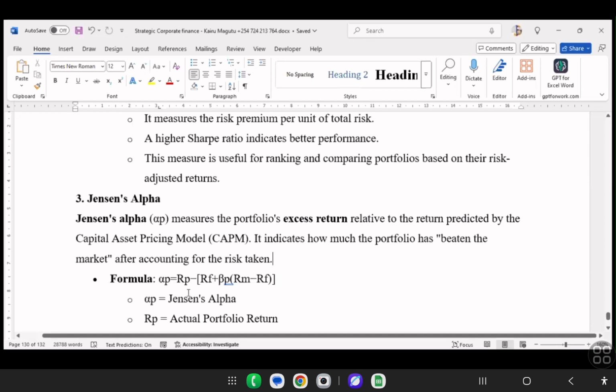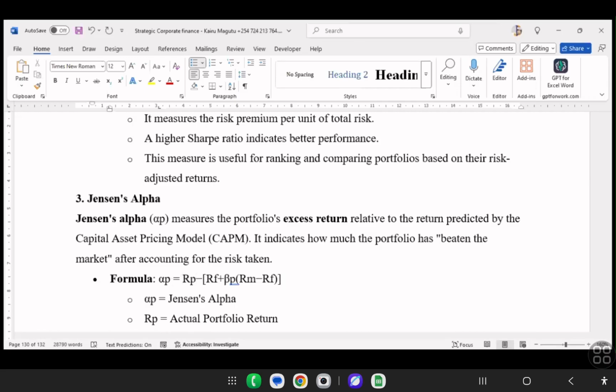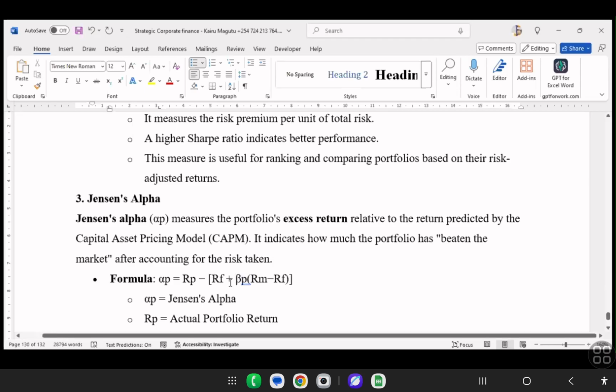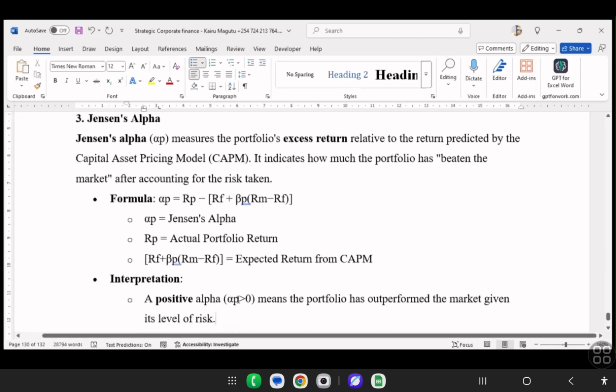So the alpha is equal to, look at this, the return of the portfolio minus the risk-free rate, minus the return of the market minus the risk-free rate multiplied by the beta factor of the portfolio. That is what it means. So if this is the case, we will be able to get Jensen's alpha. RP is the actual portfolio return. Then we have the expected return from CAPM. If you look at this one, this is the formula for CAPM.